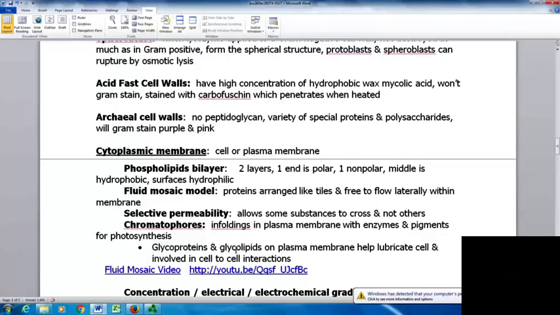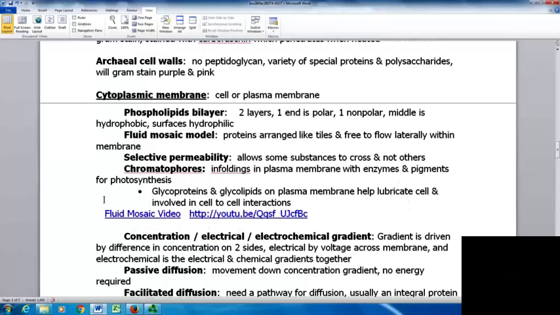For the cytoplasmic membrane, we use a fluid mosaic model to describe it. The proteins are arranged like tiles, and they're free to flow laterally within the membrane. These membranes have selective permeability, so some substances can pass while others do not. The chromatophores are infoldings in the plasma membrane with enzymes and pigments for photosynthesis. Glycoproteins and glycolipids on the plasma membrane will help to lubricate the cell, and they're involved in cell-to-cell interactions. This is a video clip here that shows the fluid mosaic action of the phospholipid bilayer.